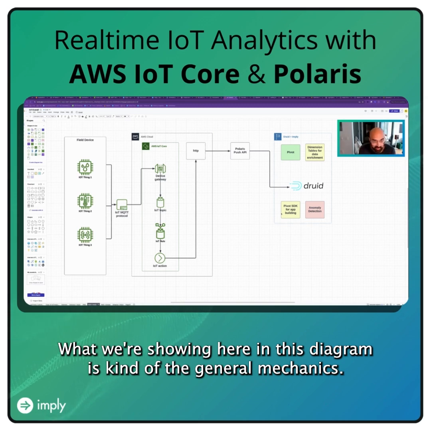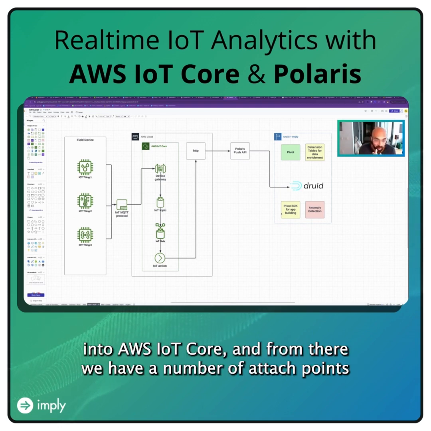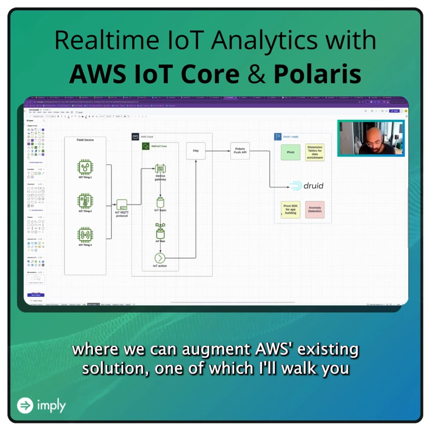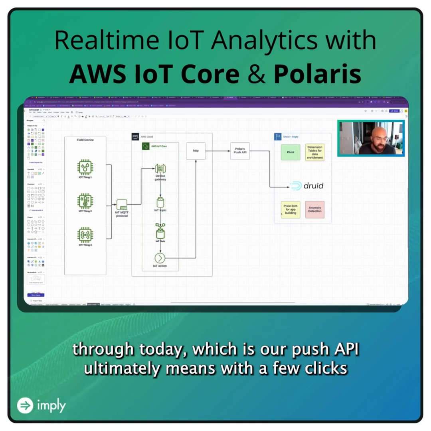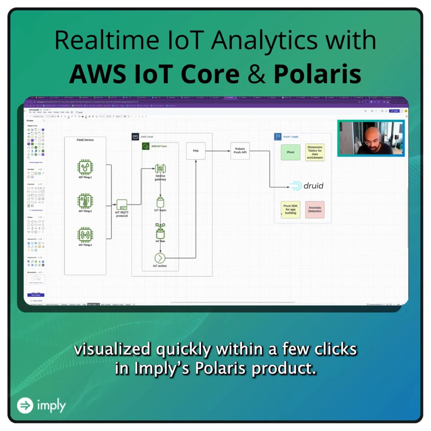What we're showing here in this brief diagram is the general mechanics. You have some devices, and you pump all that data through MQTT into AWS IoT Core. From there, we have a number of attach points where we can augment AWS's existing solution, one of which I'll walk you through today, which is our push API. Ultimately, it means that with a few clicks, you can go from having data in AWS IoT Core all the way to having data visualized in Imply's Polaris product.